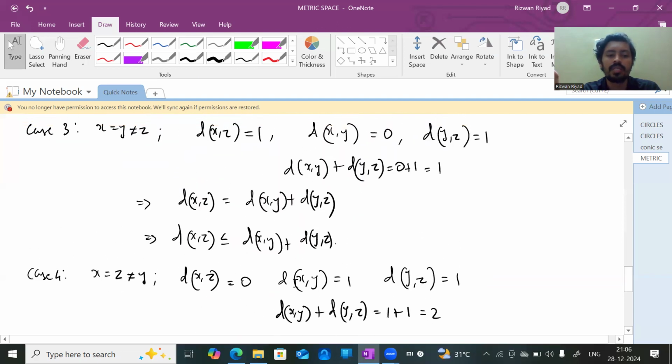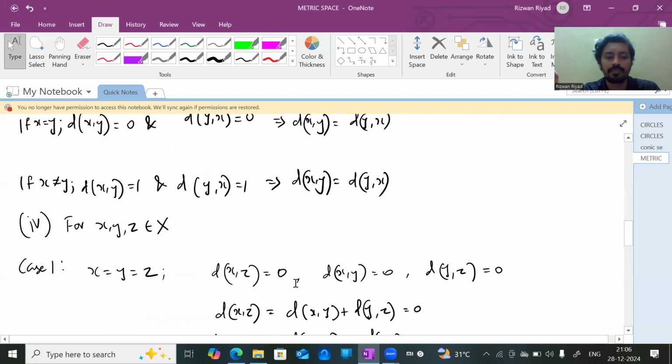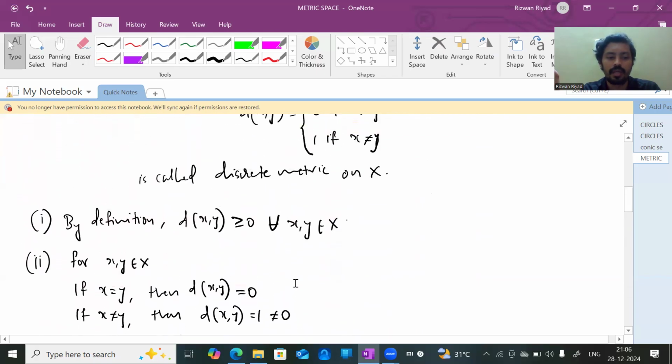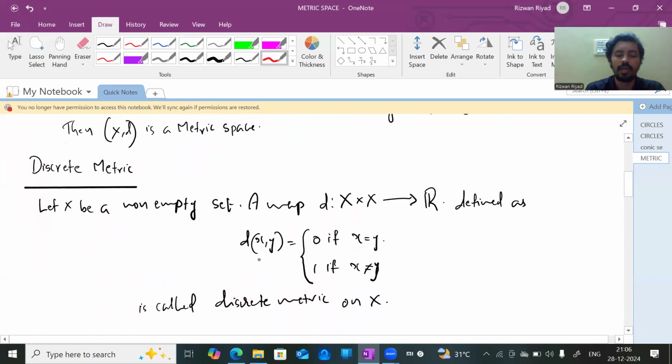That means this is a metric. This d defined like this: d of xy equal to 0 if x equal to y, and equal to 1 if x is not equal to y, is a metric. That's why the name discrete metric. It's a special kind of metric. I hope it's clear.